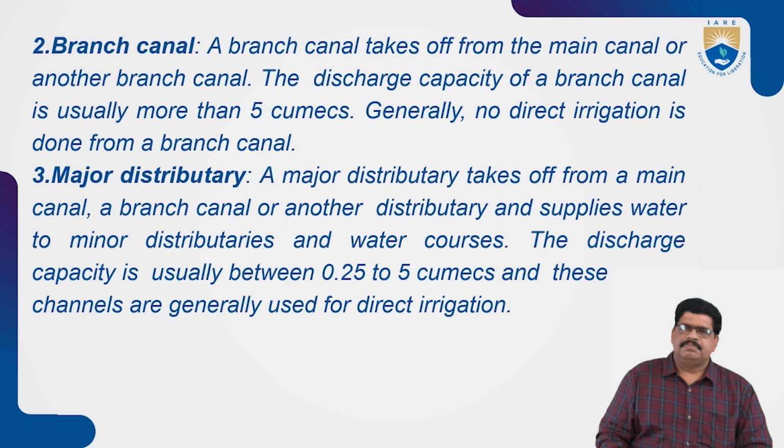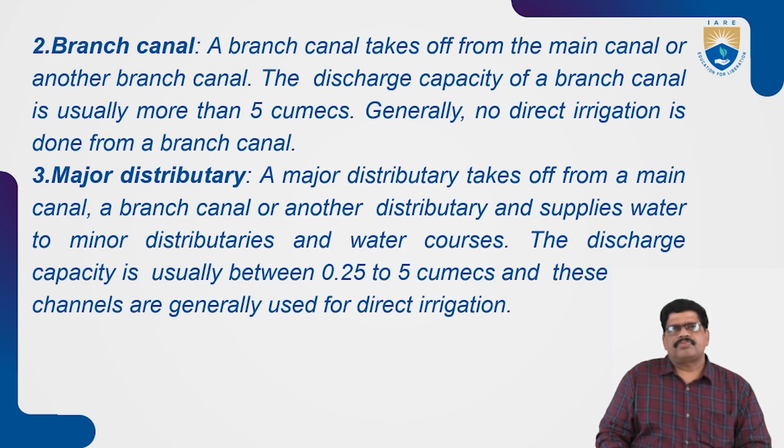For our irrigation purpose, we use a major distributary. What is meant by a major distributary? The major distributary takes off from the main canal or a branch canal, or any other distributary, and supplies water to the minor distributaries and the water courses. The discharge capacity of these major distributary canals is between 0.25 and 5 cumecs.